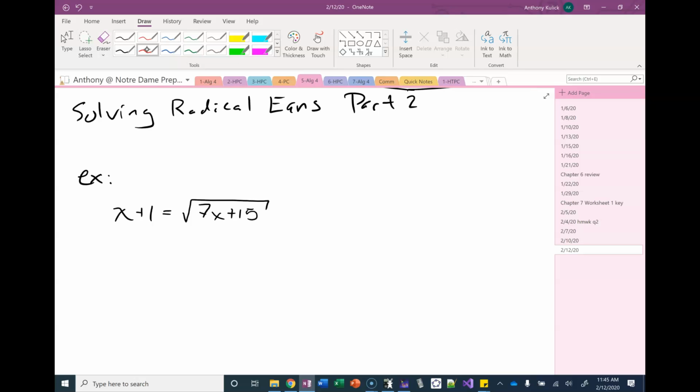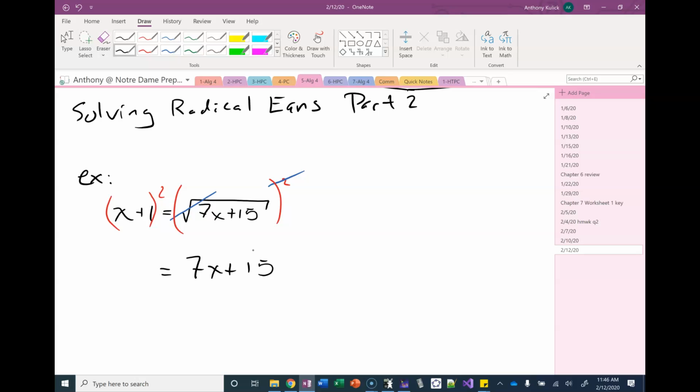Once the radical's been isolated, the next thing I'm going to do is cancel out the radical. So what would I have to do to both sides to cancel this particular radical? Yeah, we're going to use a square, so we're going to square both sides, use the exponent of 2. So that'll cancel out the square root, leaving you with 7x plus 15 on the right-hand side. What do I get when I do x plus 1 squared?